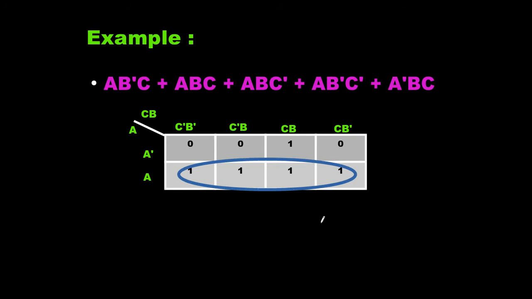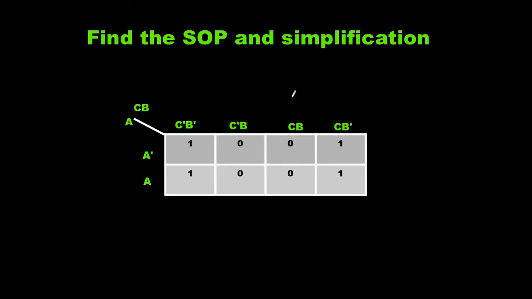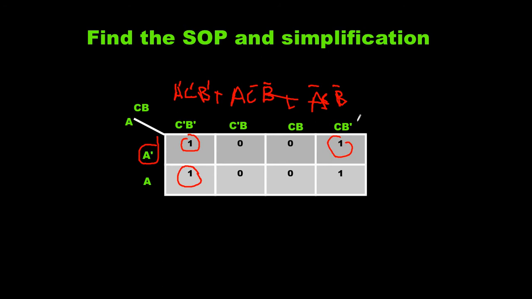Now, find the sum of products and simplification of this one. This one, the sum of products, what am I going to find? This one, what does it equal? A naught, C naught, B naught. This is the sum of products: A, C naught, B naught. And what does this equal? Plus A naught, because it said sum of products, C, B naught. Why A for this one, and C, B naught for this one. What's this one going to be? It's going to be A plus A, C, B naught.